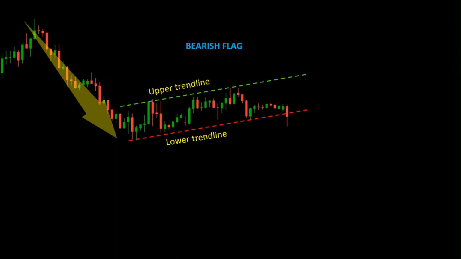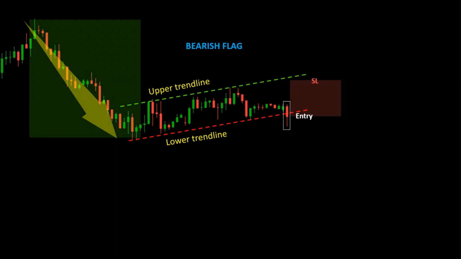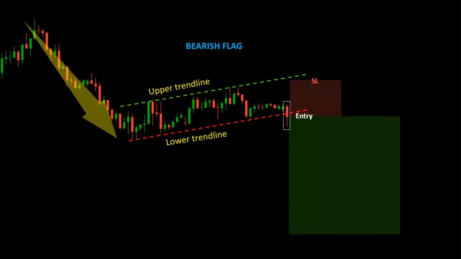As shown in the chart, the price breaks and closes below the lower trend line of the flag, which acts as a confirmation signal and presents a potential entry point for a sell position. Place your stop loss just above the most recent swing high within the flag. For take profit, measure the height of the flagpole, from the start of the move to the beginning of the consolidation, and project that same distance downward from the breakout point.